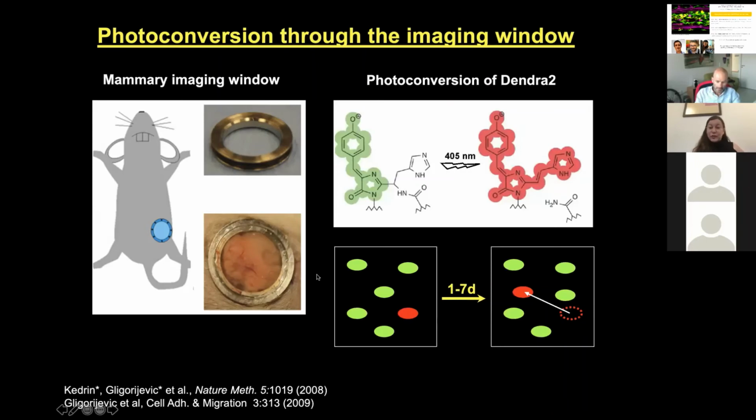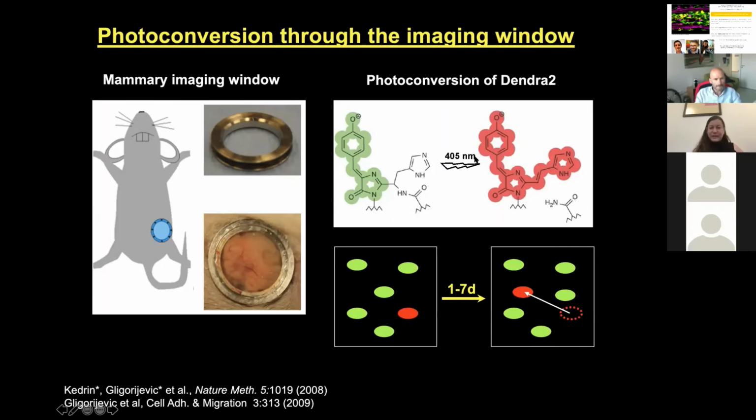So the photoconvertible protein can be photoconverted through the window, which is very convenient. We use Dendra simply because we had Vlad Verkhusha, who's a person who developed this protein from the corals, the ocean corals. And this protein has originally GFP-like fluorophore, and then when you hit it with a 405 laser, it converts permanently to the red state. So you can follow where the cells came from and where they're going.